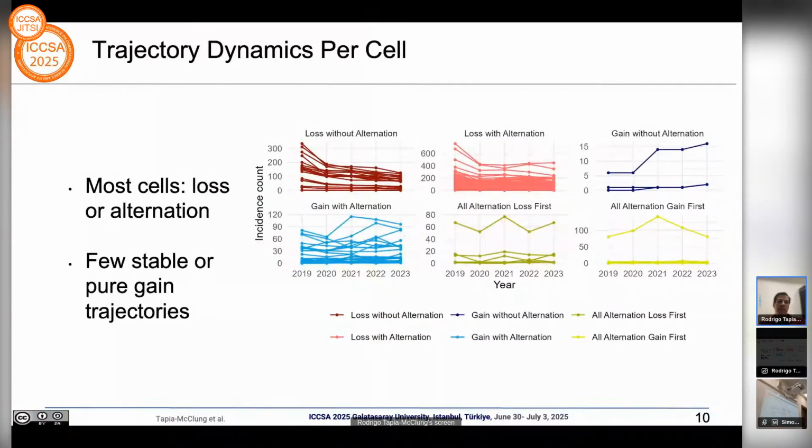What we can see here also confirms that there is a general decrease in the pattern of incidence count in cells for many of the trajectories that we see. Some of them have a slight increase, but it's like from 5 incidents to 15, as opposed to decreasing from 300 to 100 or 600 to 200 or things like that.